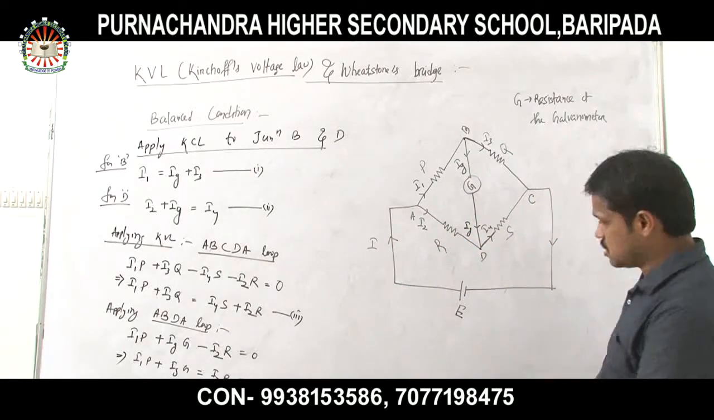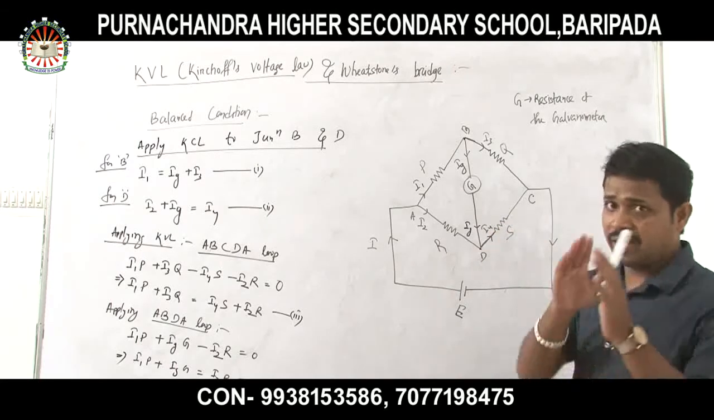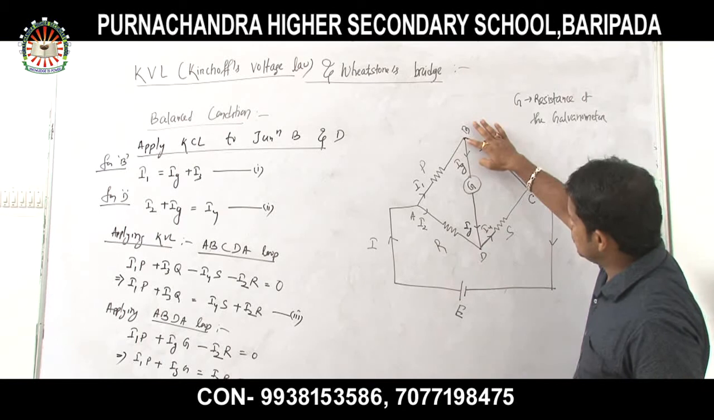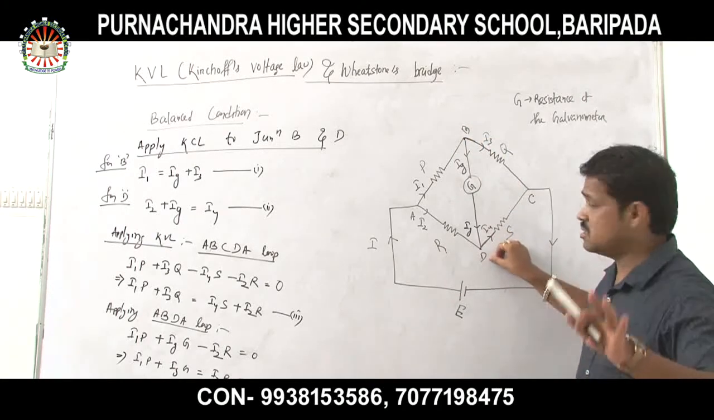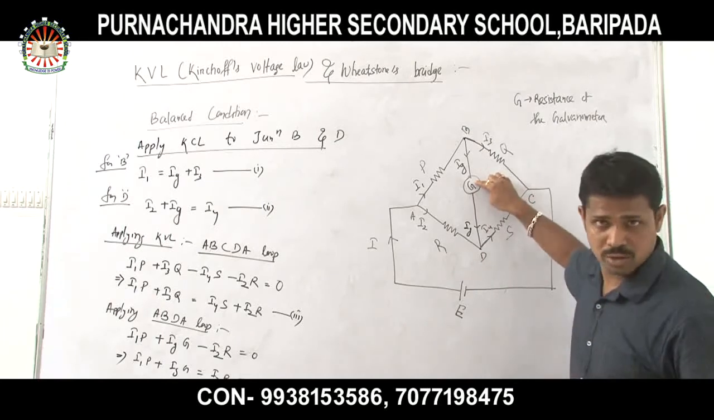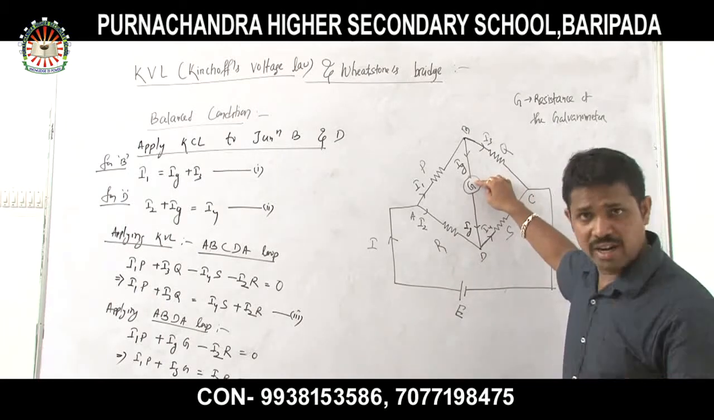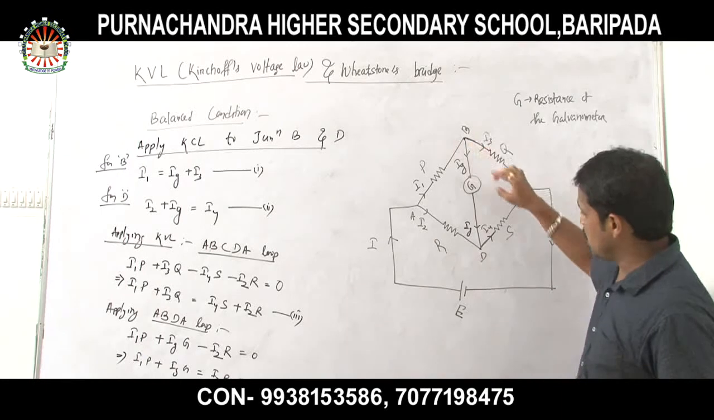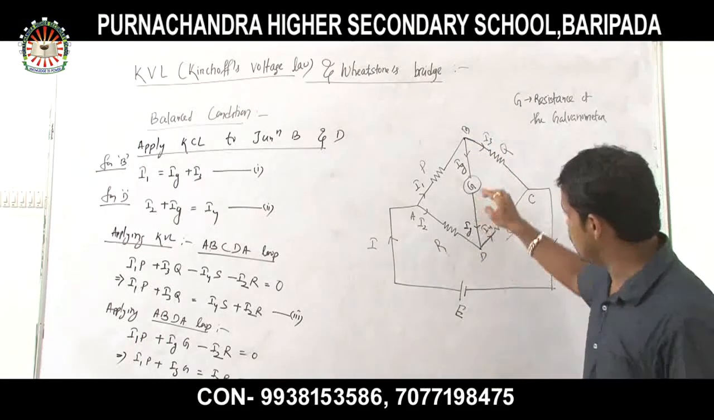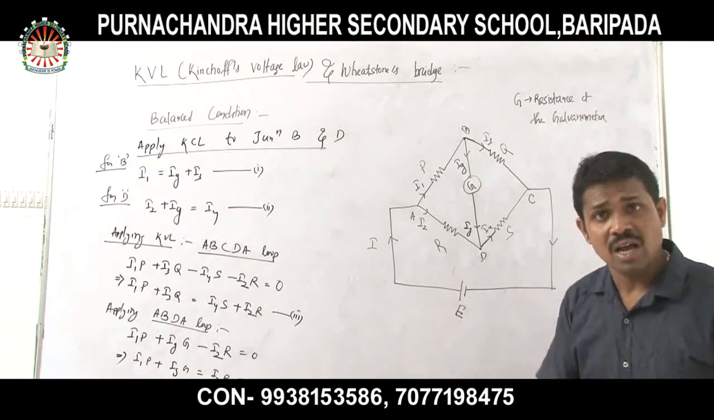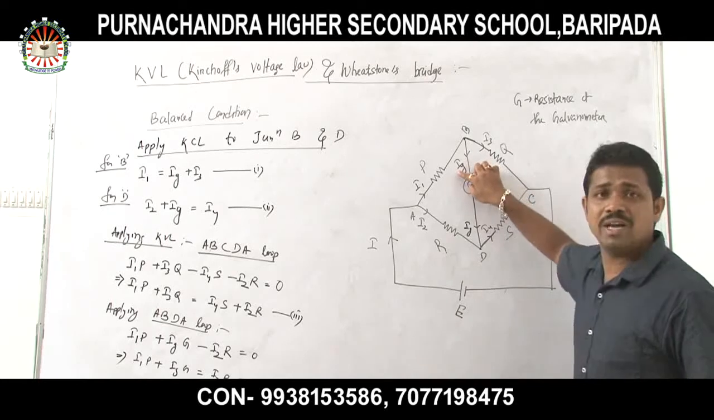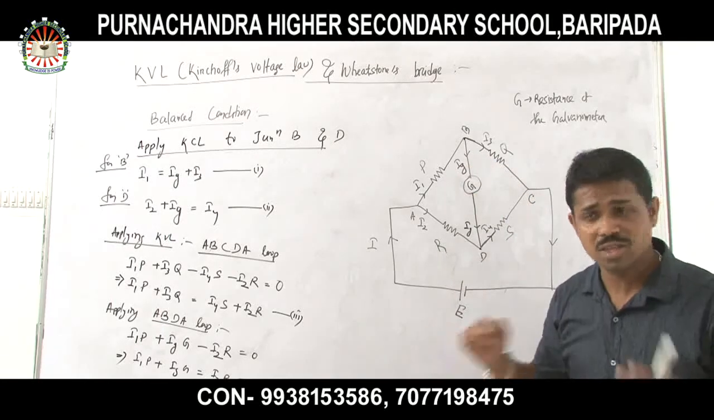Clear? So now next, listen very carefully. Suppose we are taking that between the junctions B and D there is no deflection in the galvanometer. What does it mean? There is no deflection in G, that means there is no current flow. Very simple. So there is no current flow means IG is equal to 0.